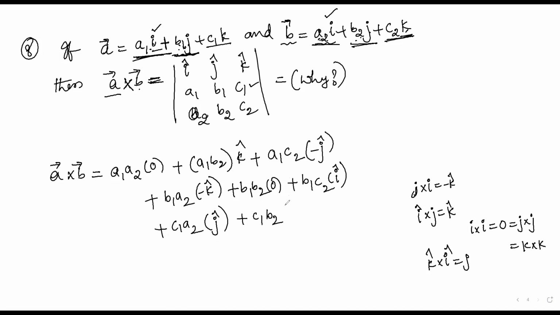After K, I comes, then J comes. Next, K cross J is what? So this order will also not change. No, I cap will change. Yes, the order is changing. After K, I should come, but J is coming, which means what?